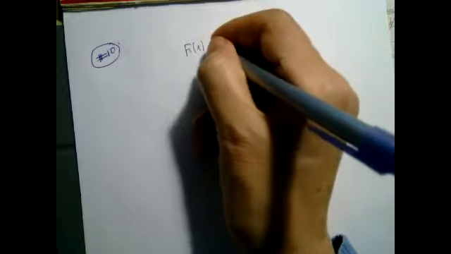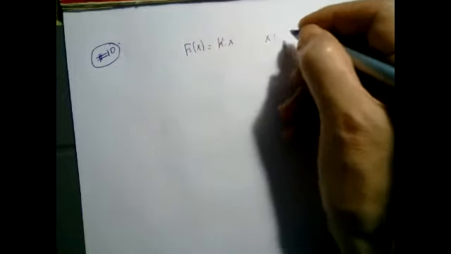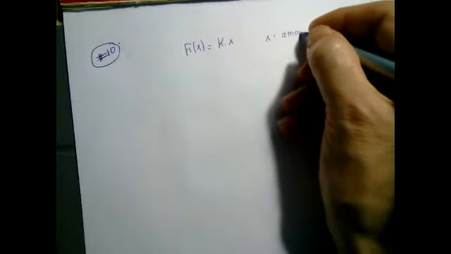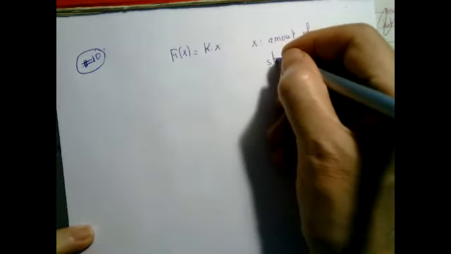Before I do number 10, I have to make one comment for the work done on a spring. In the formula f of x equals kx, x is always the amount of stretching. It has nothing to do with the actual length of the spring. So it's the amount of stretching.